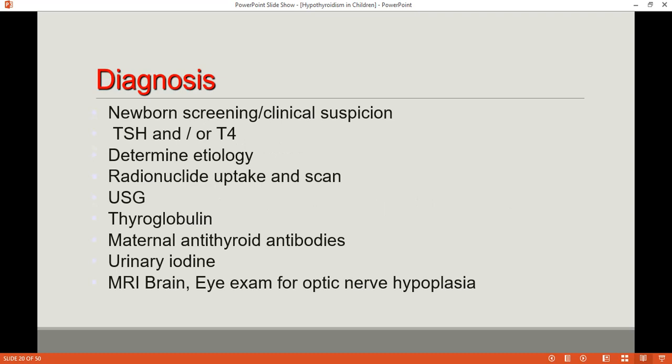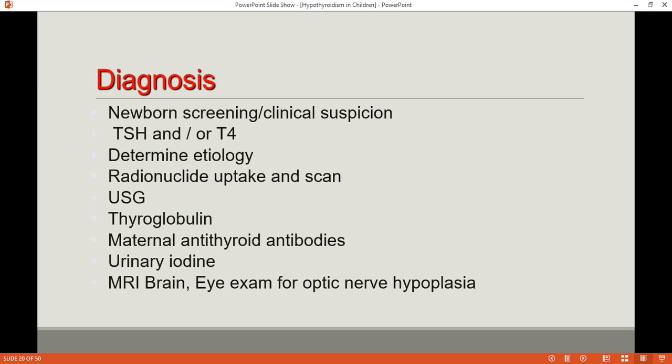Diagnosis of hypothyroidism is easy. Newborn screening, and sometimes if the newborn screening is already done and hypothyroidism is suspected, you should do both TSH and T4. They should be repeated. In primary hypothyroidism, we expect T4 to be low and TSH to be high.